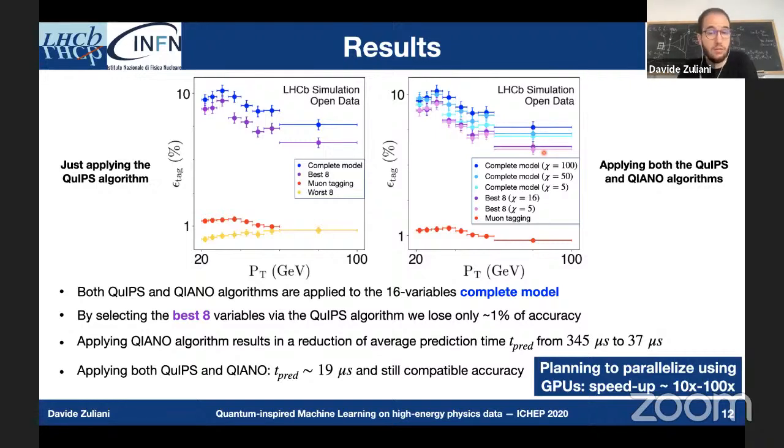This was done only using one core of CPU. So, planning to parallelize this on GPUs, we are pretty much confident that we will obtain a speed up of a factor around 10 to 100. So that's really interesting.